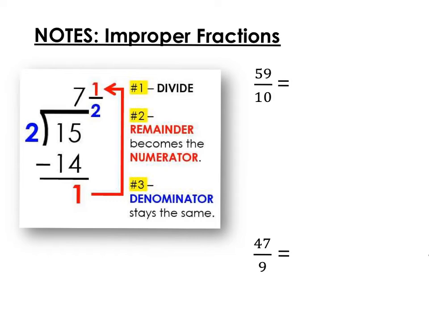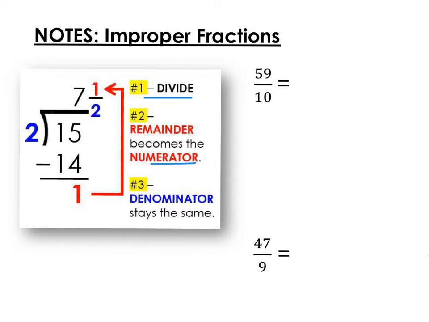All right, so today we're going to turn improper fractions into mixed numbers. And remember, anytime we see a fraction, that is a symbol of division. So we're going to follow these steps to the side. We're going to divide, which is our step 1. Our step 2 is the remainder becomes the numerator. And step 3 is our denominator stays the same.